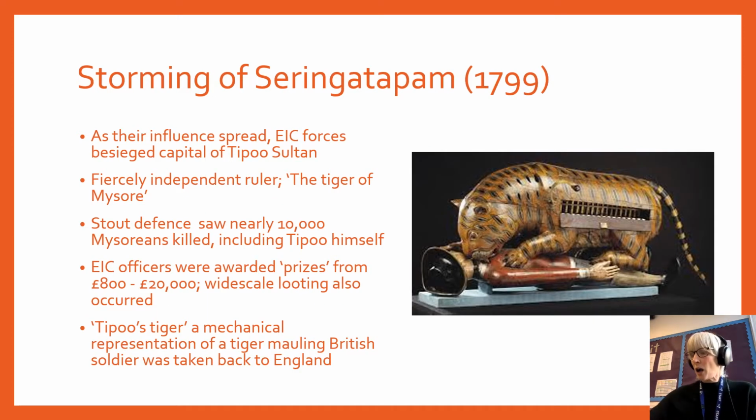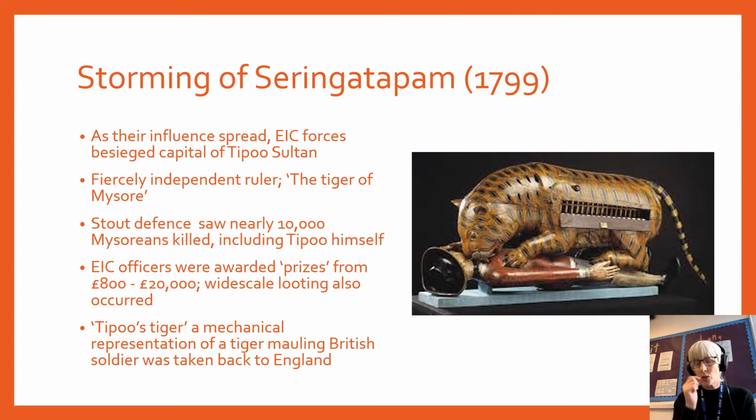Now, one of the most explicit references in the novel to a real historical event is the description of the storming of Seringapatam, which happened in 1799. Once again, not the British Army, the East India Company forces. As their influence spread, they became involved in besieging the capital of a chap called Tipu Sultan. He was a fiercely independent ruler called the Tiger of Mysore. Mysore is a city and an area in India.